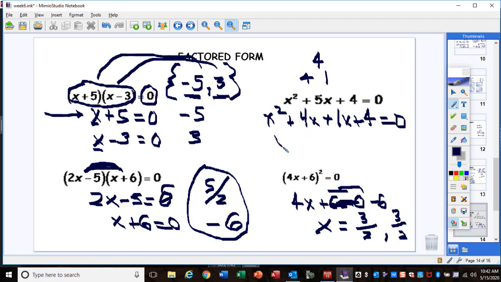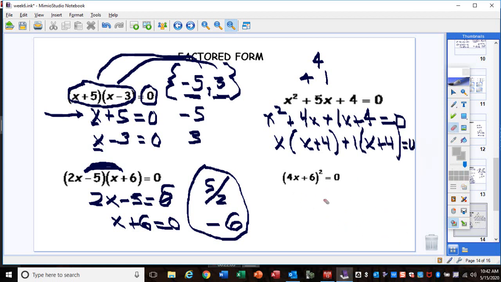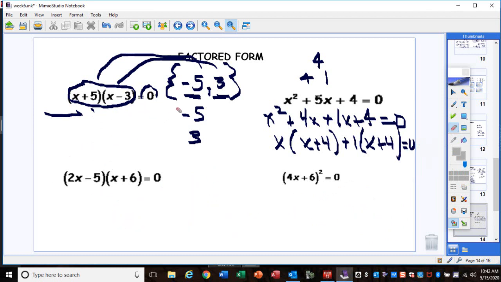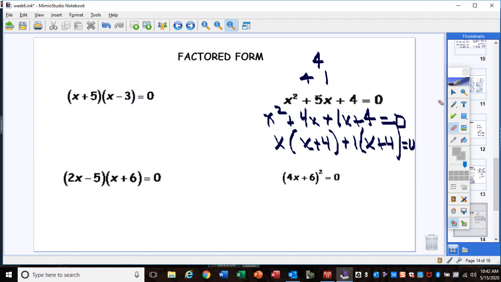We factored. So factor out an x. You're going to get x and then x plus 4. And then you have to actually factor out a 1 here. So 1 and then x plus 4. Now, equals 0. That's important. Equals 0. So now, I'm going to continue that problem right down here. Let me just erase all this. Let's just finish this problem.